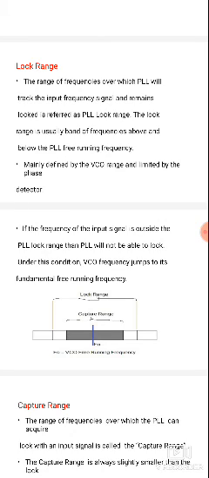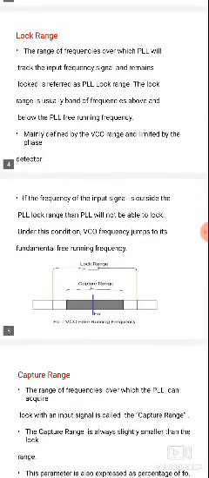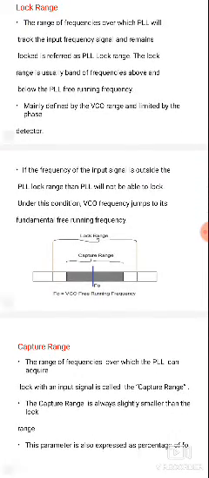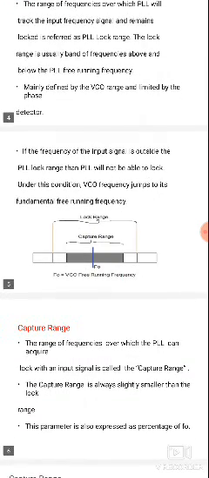The lock range is usually a band of frequencies above and below the free running frequency. Free running frequency is when in free running mode we do not apply any input signal. Whenever we apply an input signal, it will be either above or below, that is, it works in the lock range or capture range. If there is no input, it is called free running mode. That is why we define the lock range as usually a band of frequencies above or below the free running frequency.